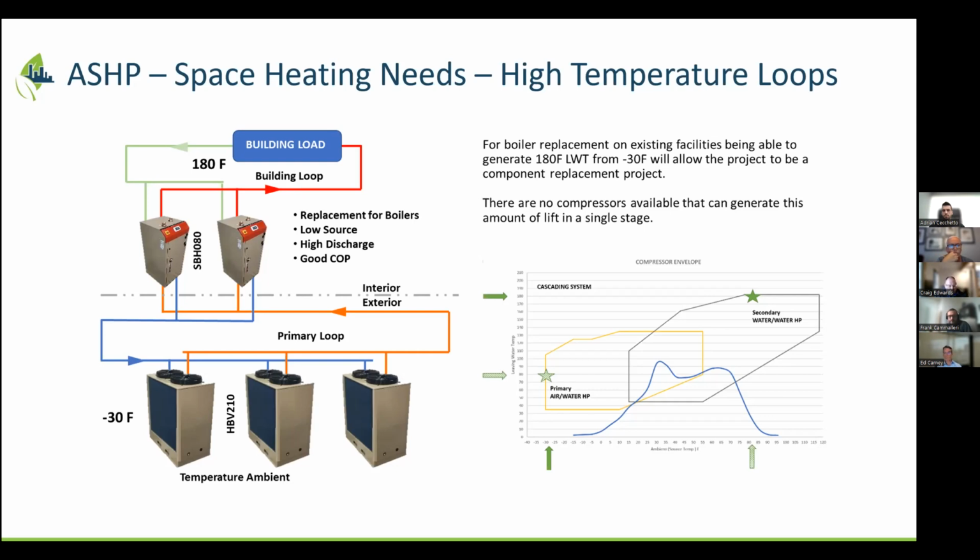So if you've got an old building that has old rads that need 180 degrees, you might have thought, hey, I can't do that with air source heat pumps. Well, you can, and you still can be above a COP of 1 with this arrangement on the extreme days. So it's still a win over the boiler. Okay, so thanks for adding that to the conversation.